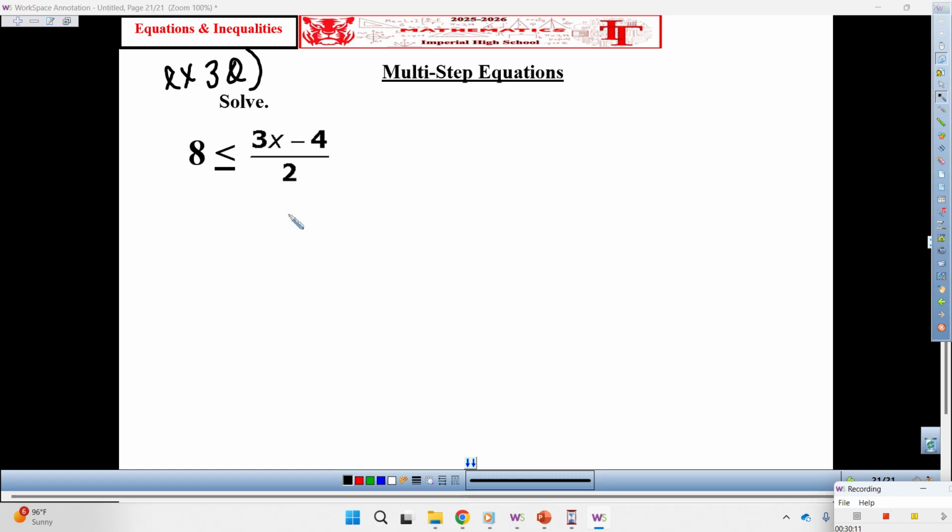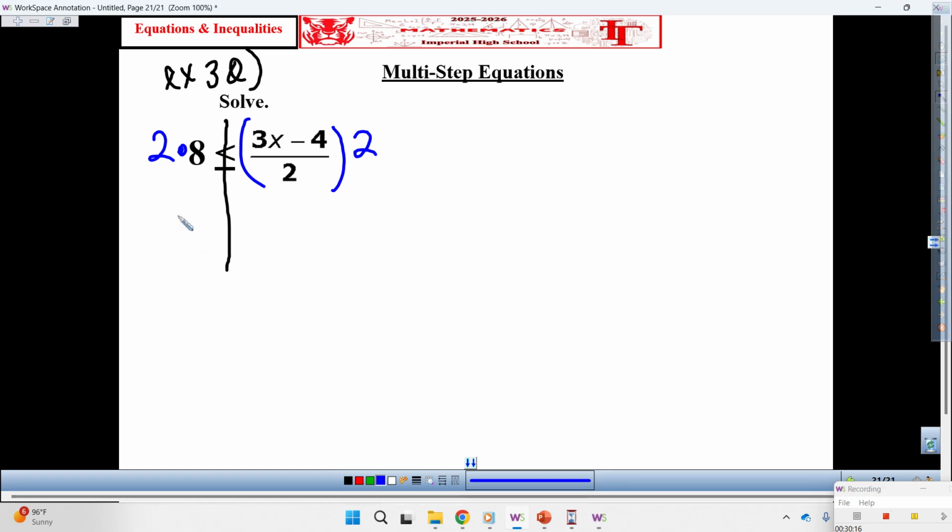All right, let's do this, Eileen. I'm going to help you out. What do I do first, Eileen? What's the 2 doing? What is the inverse? What is the opposite? Yeah, you multiply times 2, both sides. So we end up with 16 less than or equal to 3x minus 4.